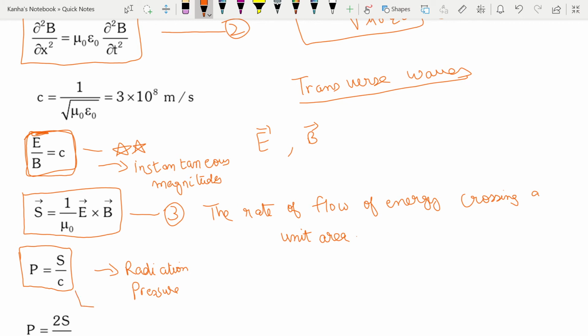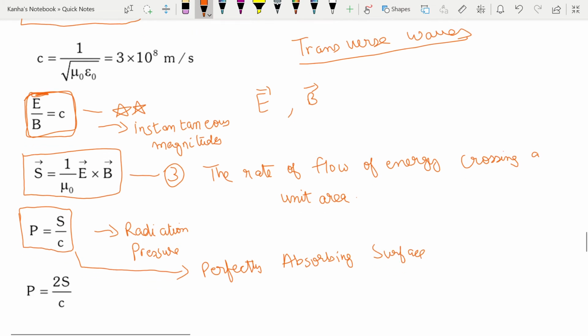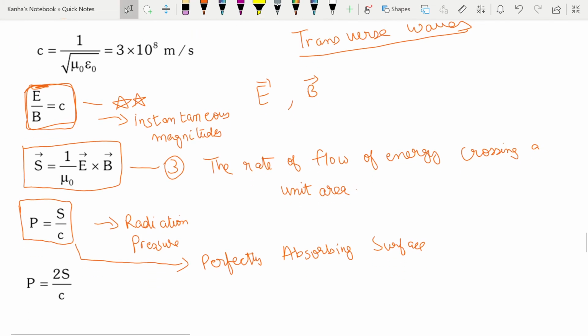So this is for the perfectly absorbing surface, and for the perfectly reflecting surface I will have this. Okay, for perfectly reflecting surface, so you should make a small note of these things.